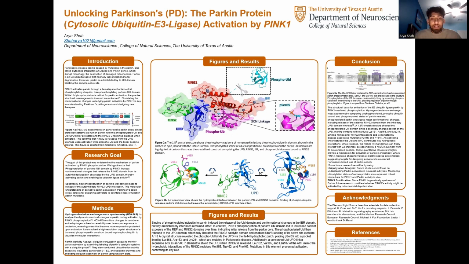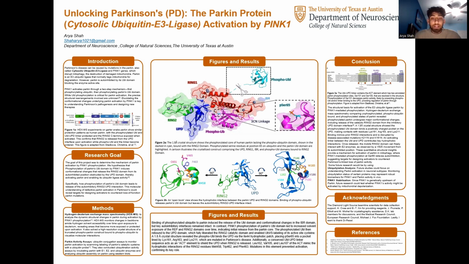Parkin is an E3 ubiquitin ligase that normally tags mitochondria for degradation. Degradation is a process by which proteins are naturally destroyed in the cell in order to maintain protein homeostasis, or an equilibrium of proteins in the human body. However, Parkin is autoinhibited by its ubiquitin domain, blocking the enzyme active site.